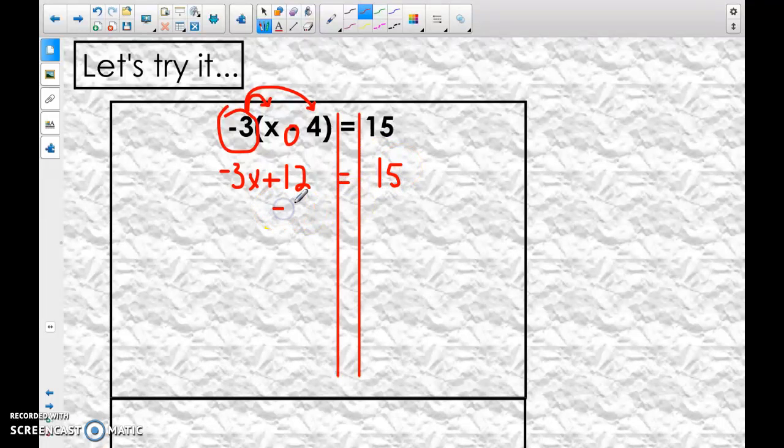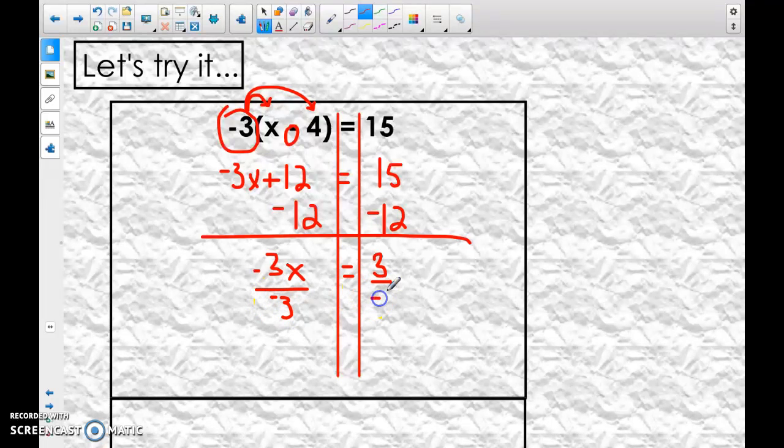So we're going to start by subtracting 12, get rid of that in SADMAP order. Now we've got negative 3x equals 3. Get x alone, we got to get rid of this negative 3 on both sides. And we're left with x equals negative 1. And looks good if we were to check it back up here.